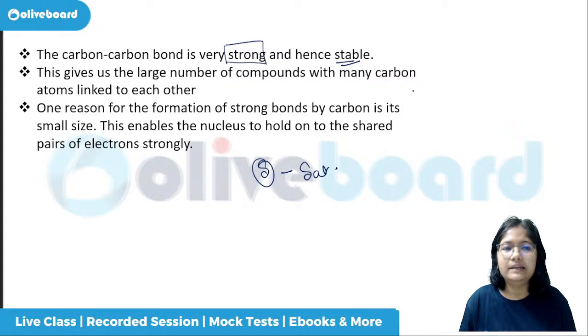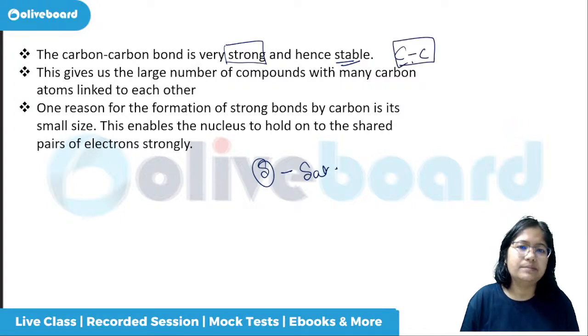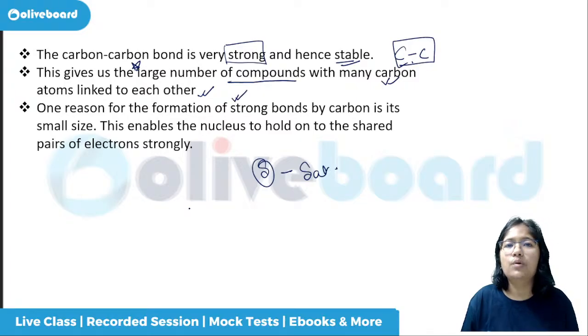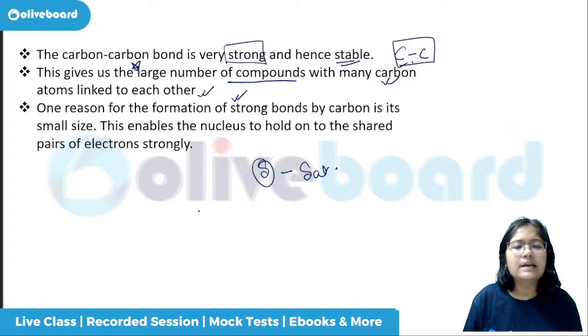It is not like an ionic bond, but the carbon-carbon bond is very stable. And that is why this gives us a large number of compounds with many carbon atoms linked to each other. Now, why is this formed? The formation of these strong bonds of carbon is because of its small size. How does it matter? Let us see.